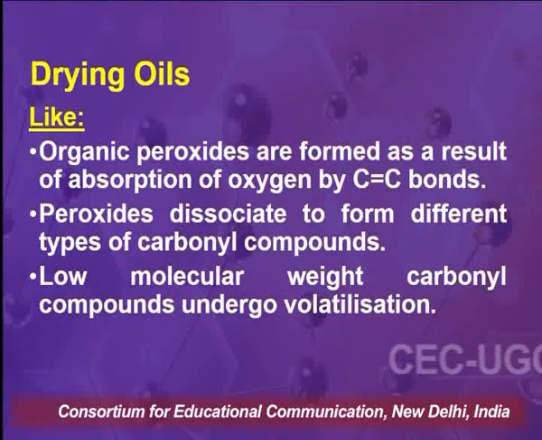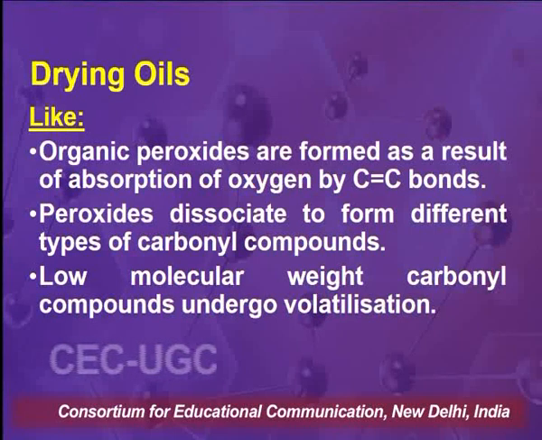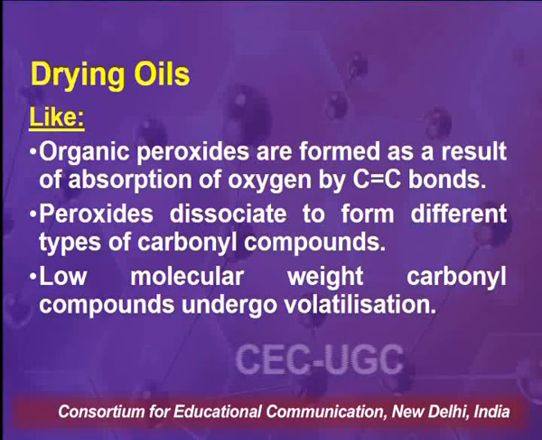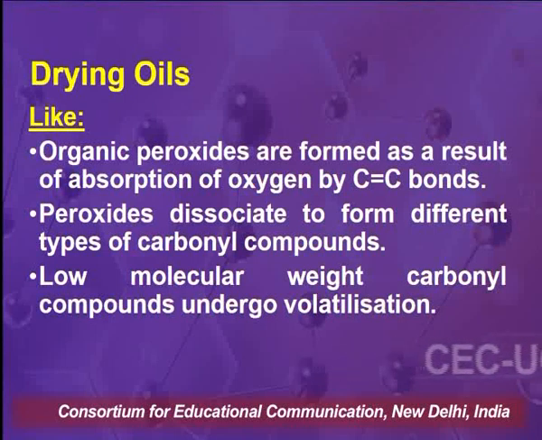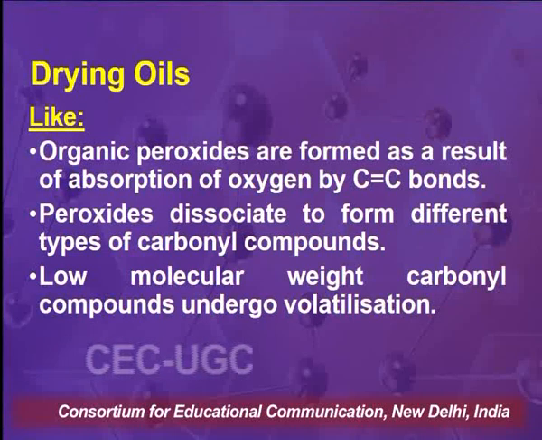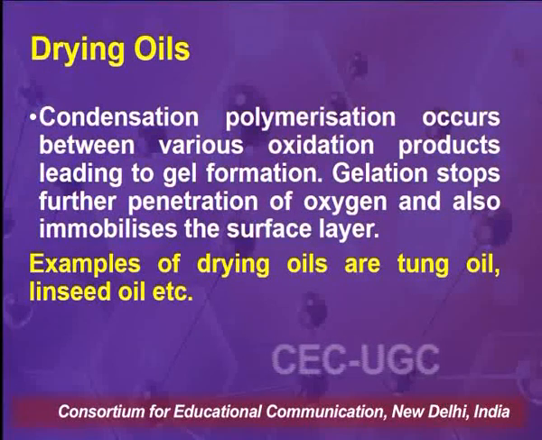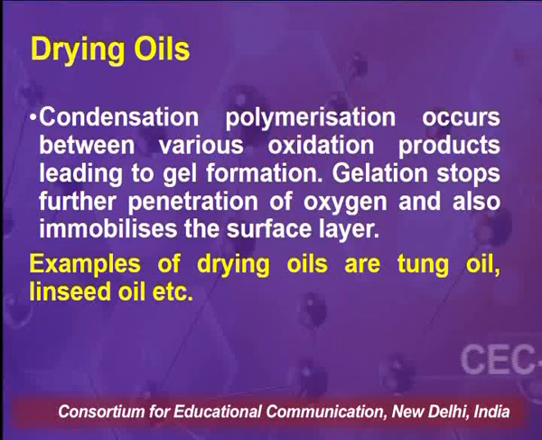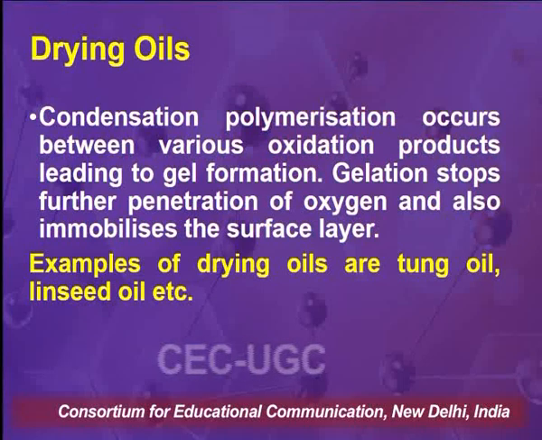Organic peroxides are formed as a result of absorption of oxygen by C=C bonds. Peroxides dissociate to form different types of carbonyl compounds. Low molecular weight carbonyl compounds undergo volatilization. Condensation polymerization occurs between various oxidation products leading to gel formation. The gel stops further penetration of oxygen and also immobilizes the surface layer. Examples of drying oil are tung oil and linseed oil, etc.